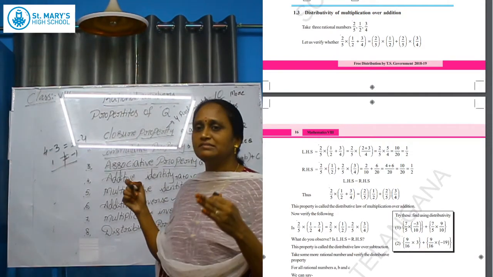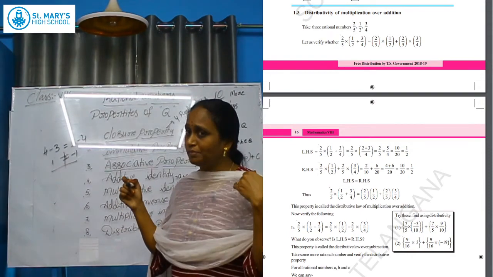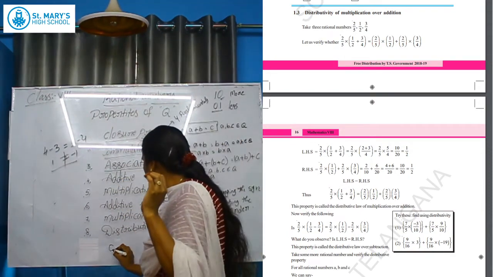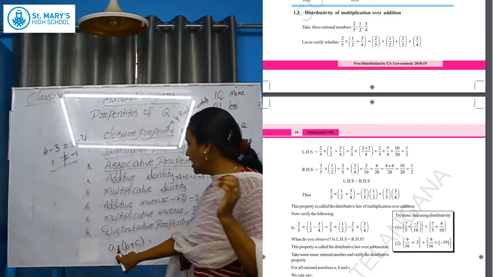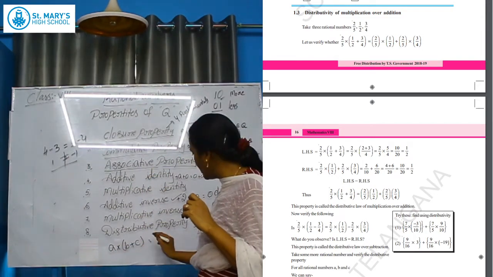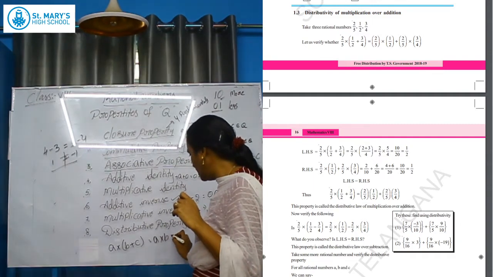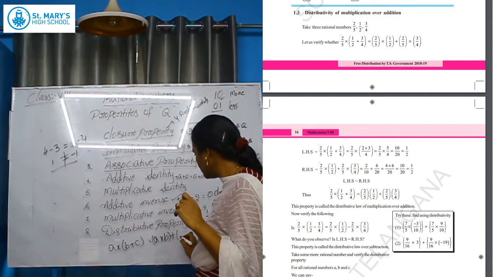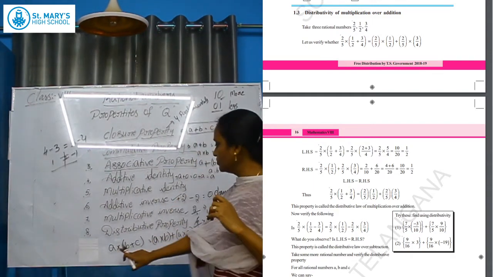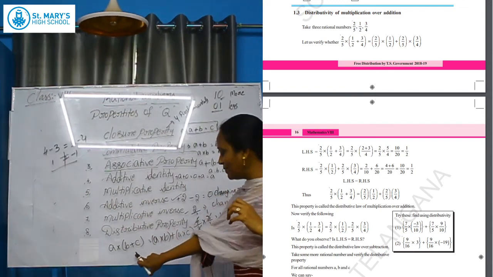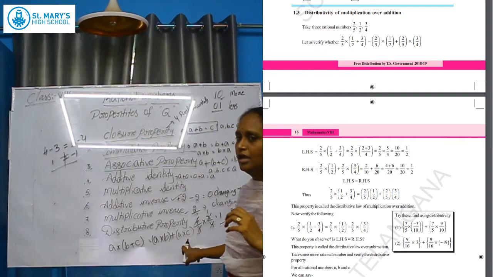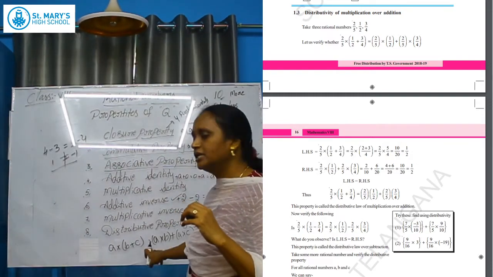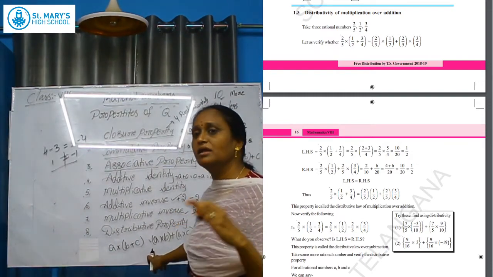This is under multiplication and addition. So A into (B plus C) equals A into B plus A into C. A into (B plus C) equals A into B plus A into C. This is the distributive property under addition.